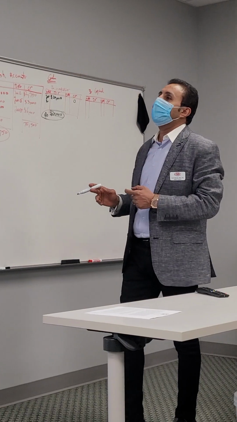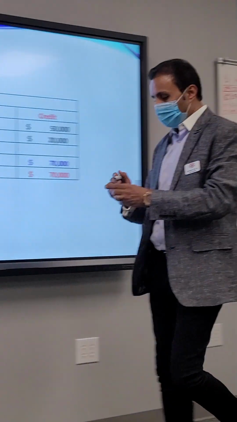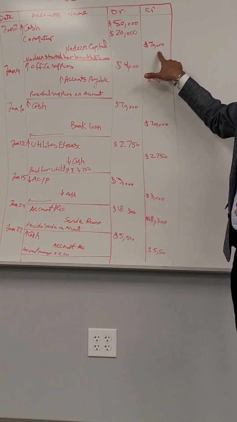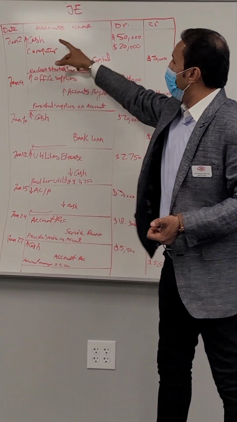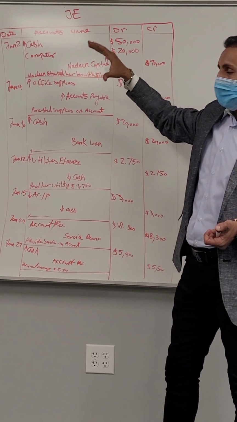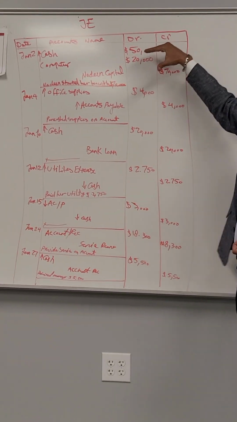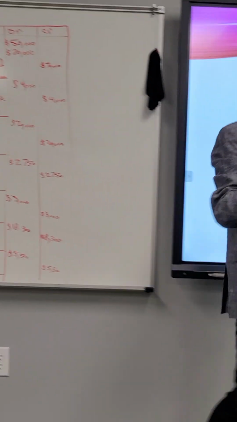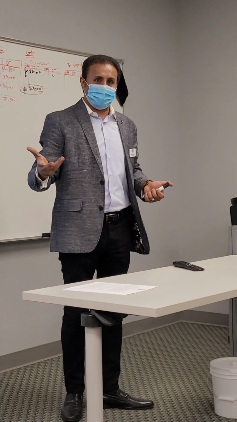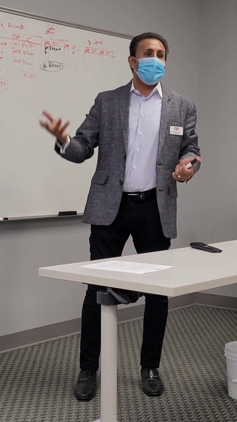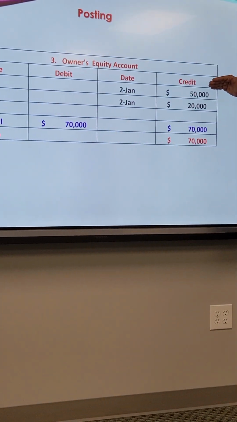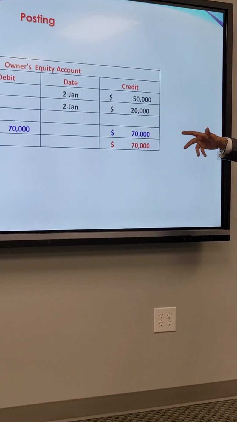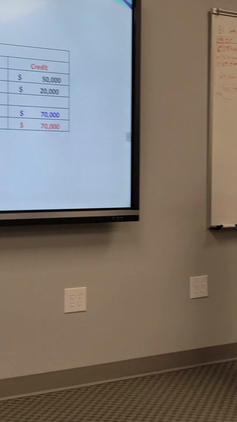How much? Jan 2, starting first of all, Nadine capital, or owner's capital. How much here? Debit or credit? Credit. How much? 70,000. When? Jan 2. We divided this capital by cash and by computer, $50,000 and $20,000. Both of them give me 70,000. If you want to record $70,000 directly, it's correct. If you want to divide this amount, as you see on this screen, $50,000 and $20,000, also correct. But we will go with the $70,000 totally, directly.